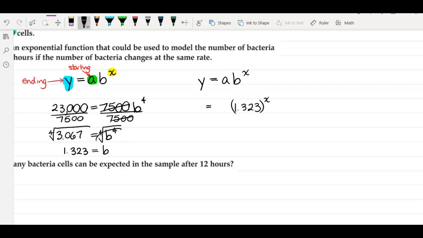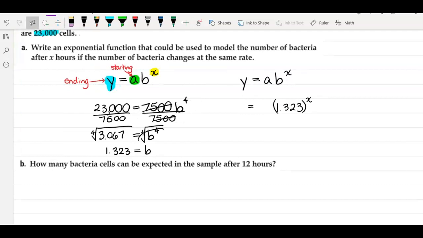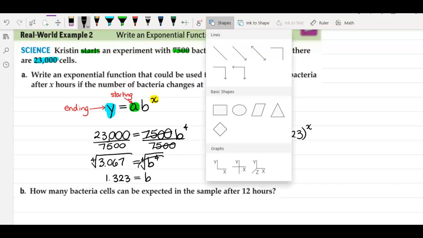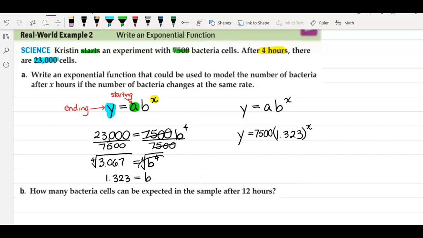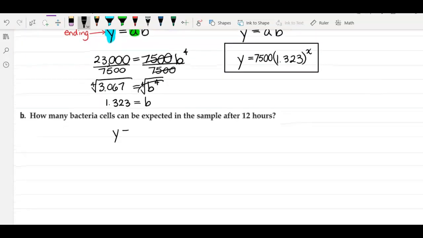I also know what I'm starting with. I'm starting with 7,500. So this is my exponential function that models this example. Now I can take this same exponential function and I can use it to predict how many bacteria cells we would expect there to be after 12 hours.